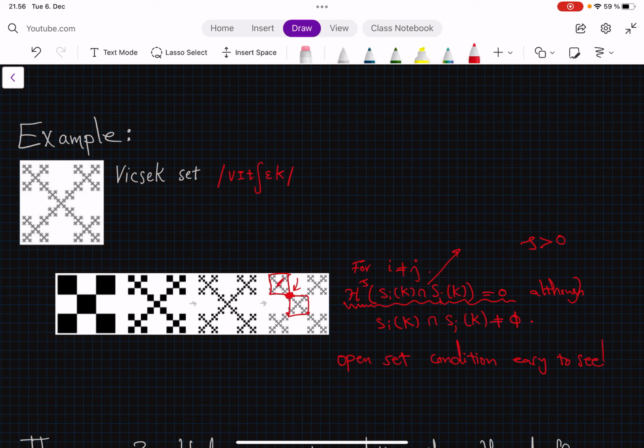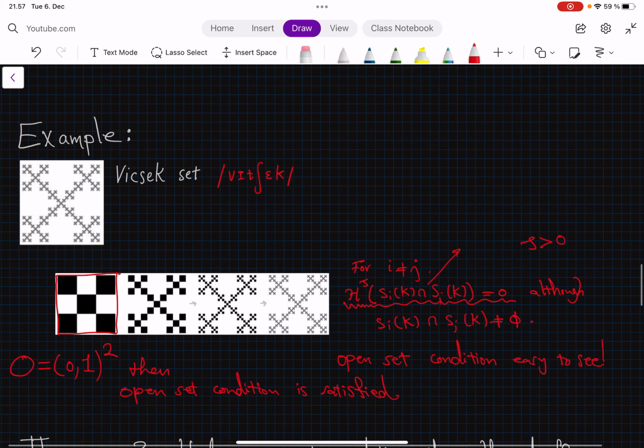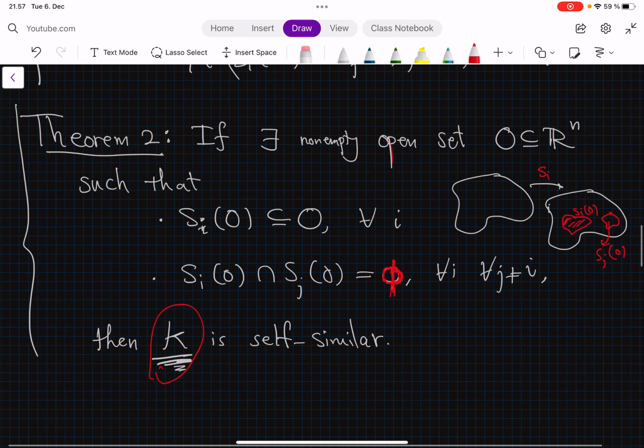And that means the resulting invariant set is self-similar by definition. We could also see that by the open set condition. If you take the interior of unit squares, so that means you exclude the edges, and you take this to be O, then the open set condition is satisfied. I leave that to you to just visualize how. So also this theorem then predicts that the resulting set is self-similar.